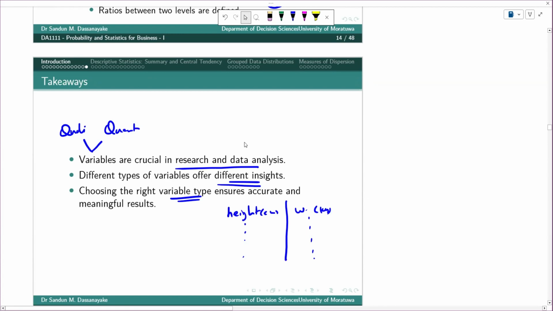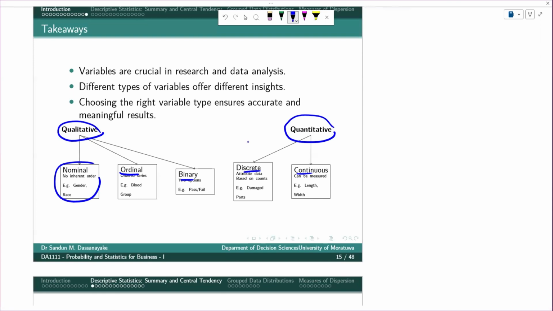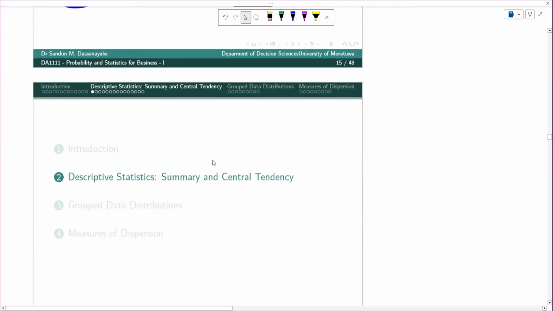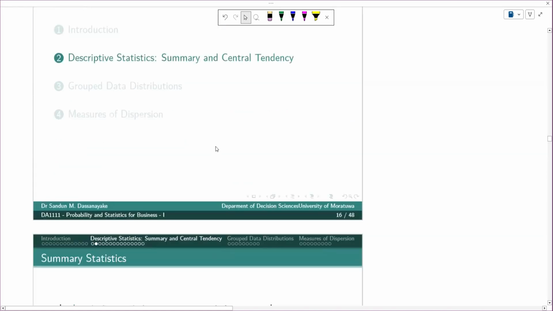Now, let's move to the takeaways. This is a mind map of what you have. You have qualitative variables, and they become nominal, ordinal, binary. Quantitative variables are discrete and continuous. Very easy to remember. As we move on, you can think of the correct variable type depending on your requirement. Now let's move into descriptive statistics, summary, and central tendency.